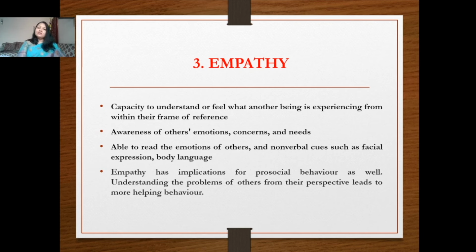Empathy also means that we are aware of the emotions of other people, the concerns of other people, and the needs of other people. That means there's a general concern about other people and their emotions. You value the emotions of other people. It also means that you're able to read the emotions of others. You're able to understand the non-verbal cues such as their facial expression and their body language.